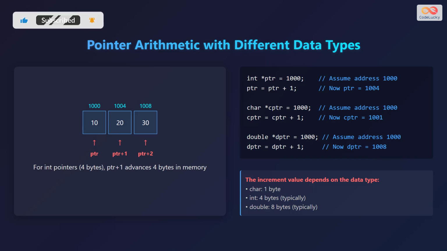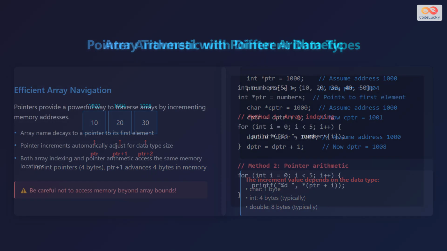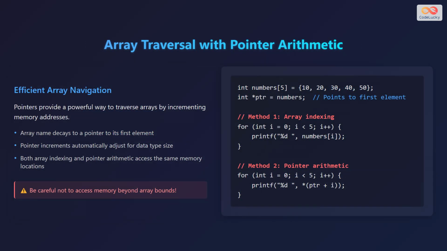Therefore, the increment value depends on the data type. It is 1 byte for characters, 4 bytes for integers, and 8 bytes for doubles typically. Pointers offer an efficient way to navigate arrays by incrementing memory addresses. The name of an array often acts as a pointer to its first element, and pointer increments automatically adjust for the data type size, making array traversal seamless. Both array indexing and pointer arithmetic can access the same memory locations.